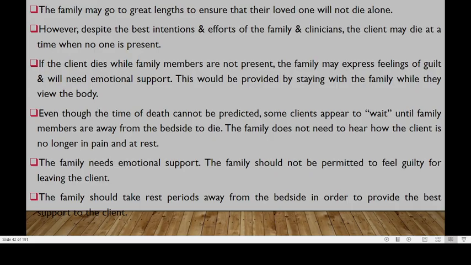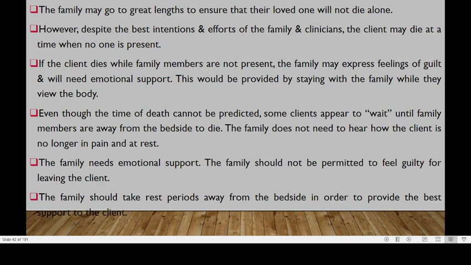However, despite the best intention and efforts of the family and clinicians, the client may die at a time when no one is present. If the client dies while the family members are not present, the family may express feelings of guilt and will need emotional support. This will be provided by staying with the family while they view the body.